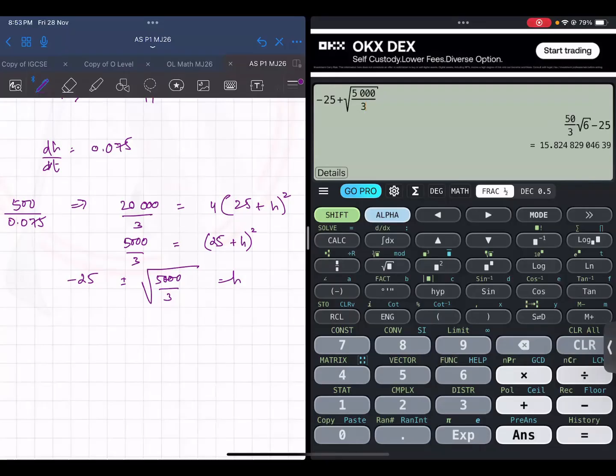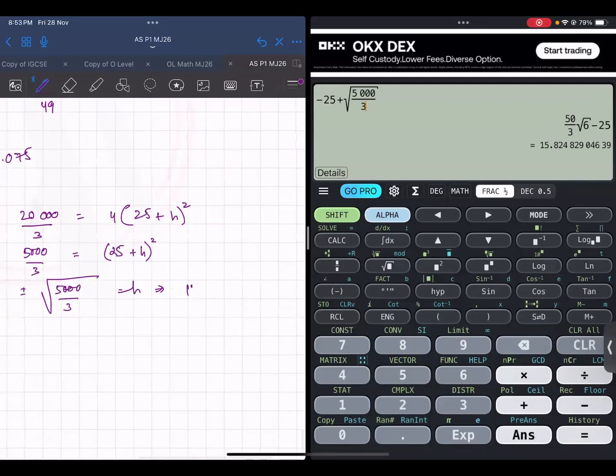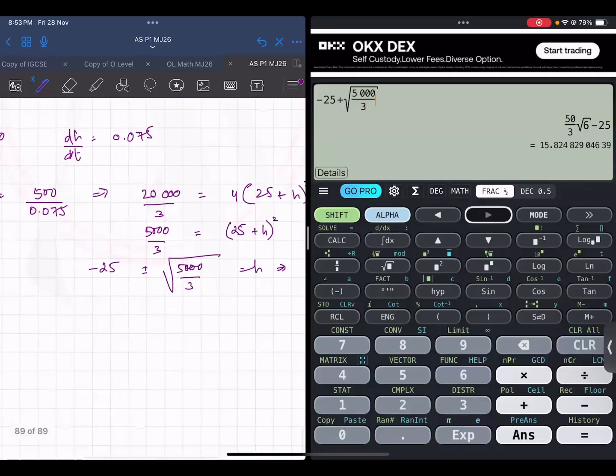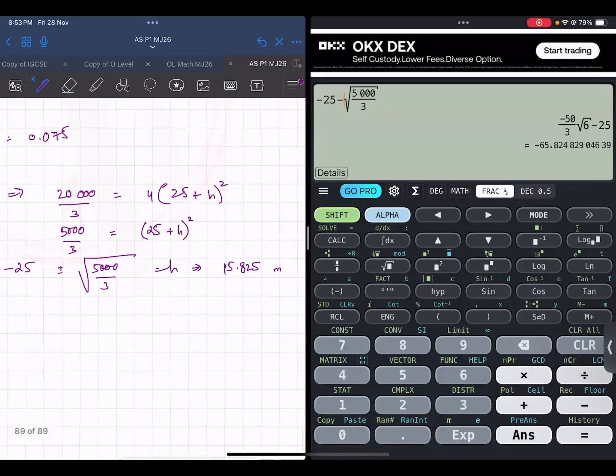This is 15.825 meters. And if we take negative, it is a negative answer. So we won't consider the negative one. This is what we have found.